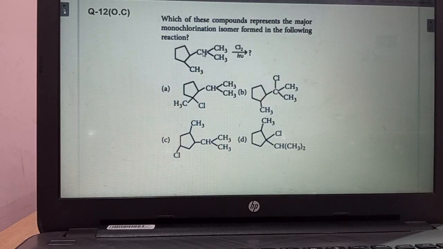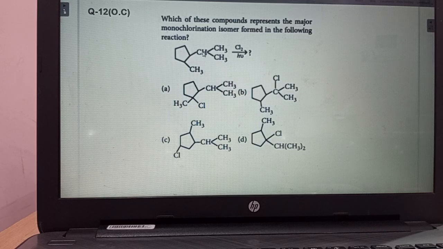See the next question. See this question. Which of the following compounds represents the major monochlorination isomer formed in the following reaction? So we see there are 4 options. On the arrow mark we have chlorine in the presence of energy, which they have provided.